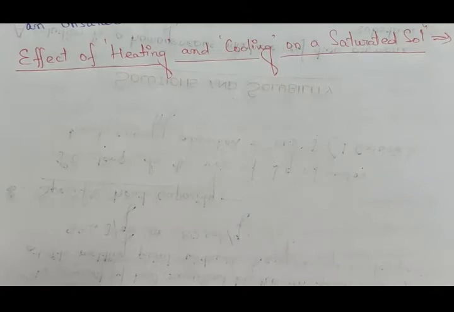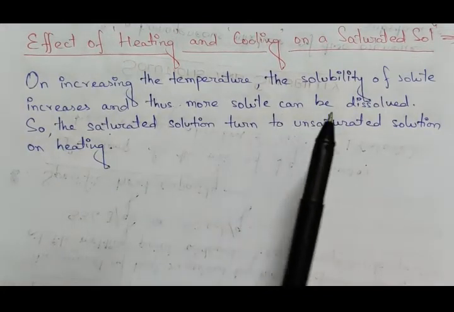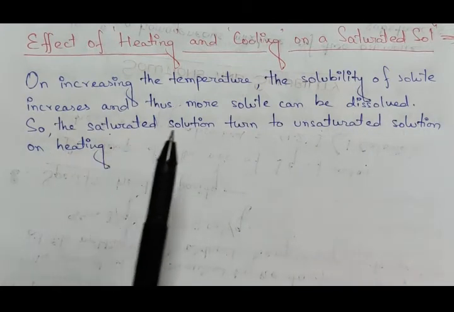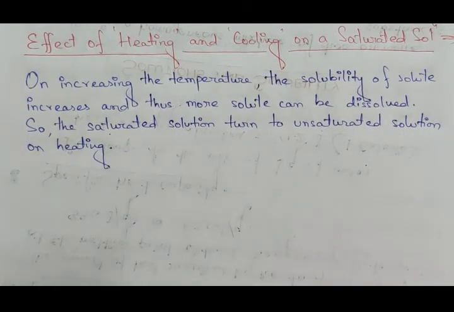Now why does this happen? Why does this saturated solution turn to unsaturated one on increasing the temperature? This is because the solubility of the solutes increases on heating, and more of the solute can be dissolved if the temperature is increased. Clear? So on increasing the temperature, the solubility of the solute increases and thus more solute can be dissolved. So the saturated solution turns to unsaturated solution on heating because a solution is saturated at a particular temperature only.